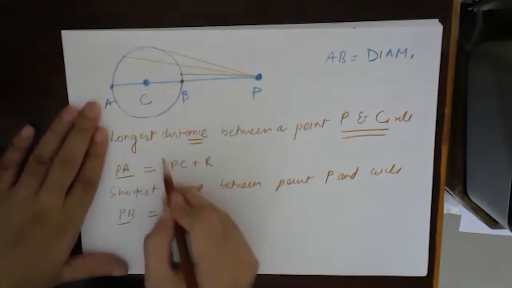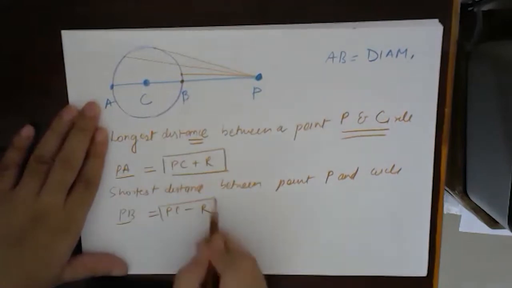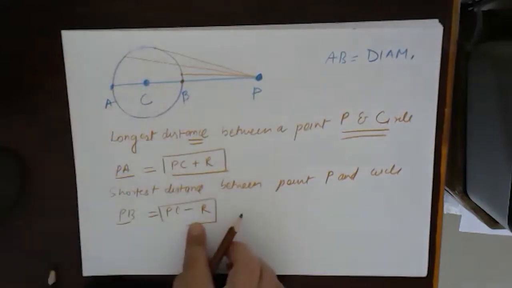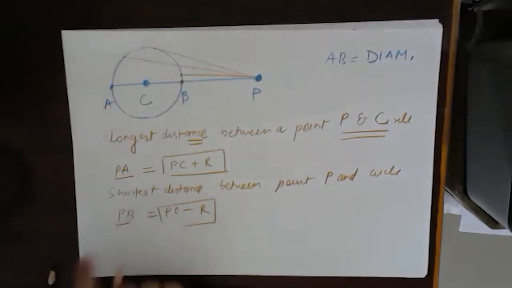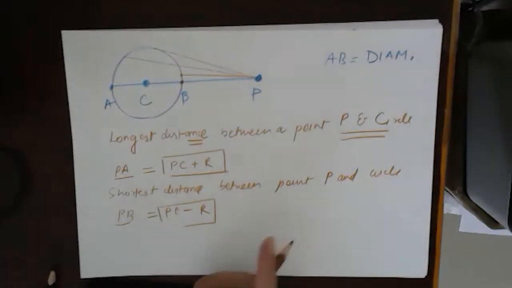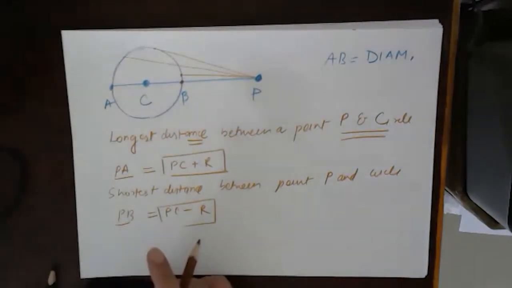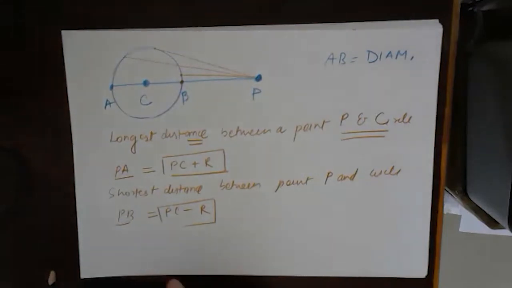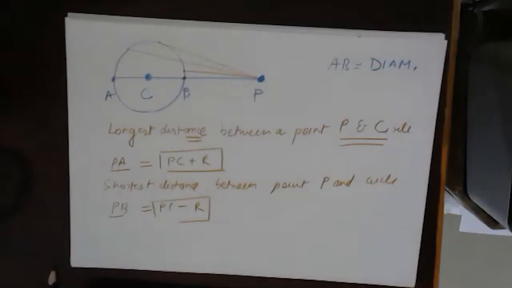Okay, so these are the two: this is the longest, and this is the shortest distance between a point and a circle. If a circle is given and a point is given, you can always find the shortest and the longest distance between them. Okay, let's do a question based on that. This is very basic, very conceptual.